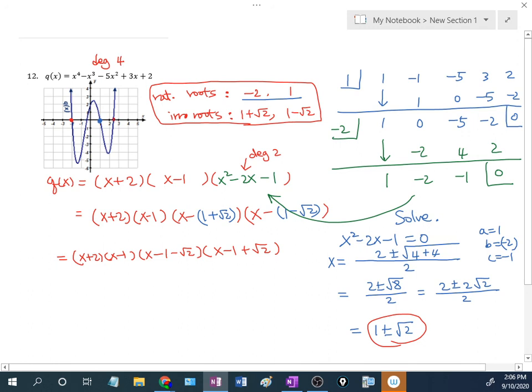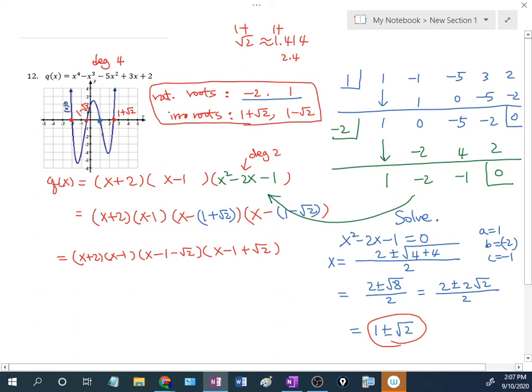So the higher one must be with plus, right? That is 1 plus root 2. And the small one on the left would be with negative sign, so that is 1 minus root 2. Root 2 is about 2.14. No, I'm sorry. Root 2 is about 1.414. So you add 1 on it, 1 plus, and that will be 2.4 something something, okay? So that is about 2.4 at that point.